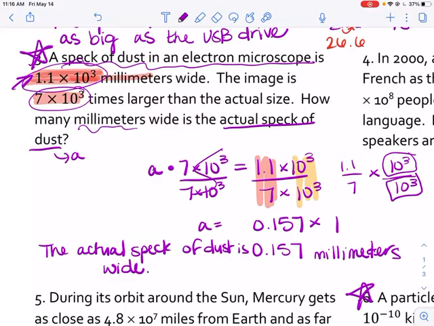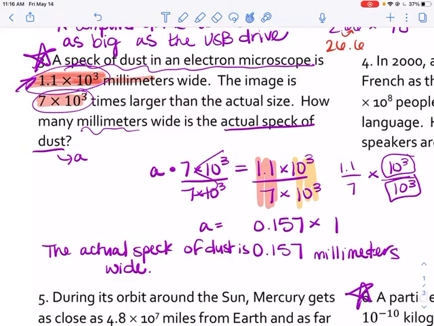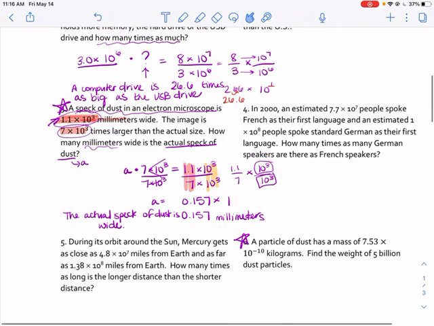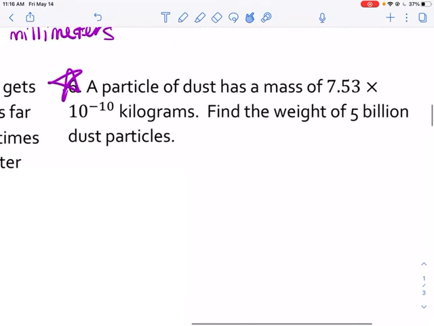Right. Now let's go look at this one. This one's a little different, so be careful when you're reading these. See that you're envisioning the problem. A particle of dust has a mass of 7.53 times 10 to the negative 10th kilograms. Hopefully you're seeing that negative and you're thinking, that's going to be a really small number. Think about it, a particle of dust does not weigh 1 kilogram. It weighs a tiny, tiny fraction of a kilogram.